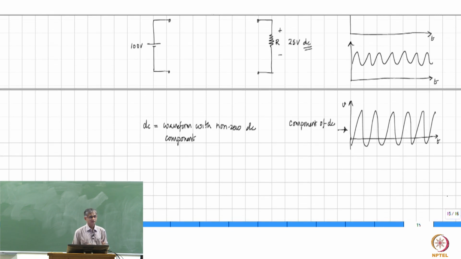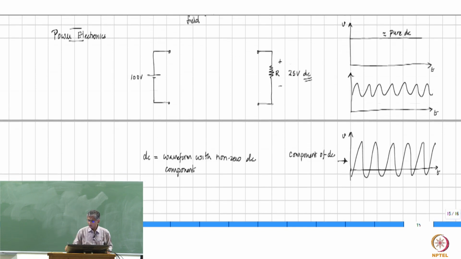Now there may be other systems where you want to supply DC, but it can accept all kinds of junk as long as there is a non-zero average value, right? If you are looking at a resistor, the resistor simply doesn't care. The only thing that the resistor is going to do is dissipate electrical power. You really don't care whether it is AC or DC. A resistor behaves the same way to either of them, right? So for a resistor, it's really immaterial.